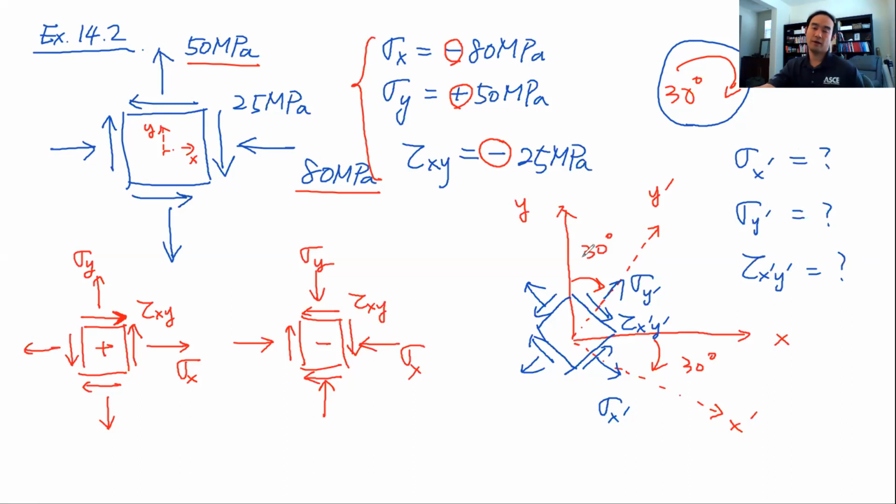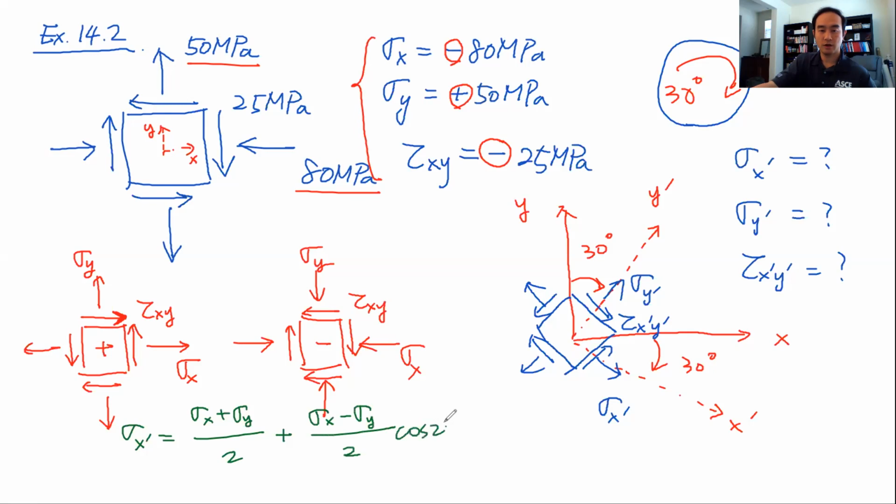Okay, I didn't talk about this sigma y prime earlier, but we had an equation for sigma x prime. That equation looks like this after the derivation and simplification. Sigma x prime was equal to sigma x plus sigma y divided by 2 plus sigma x minus sigma y divided by 2 times cosine 2 theta plus tau xy sine 2 theta. So this is the first equation.